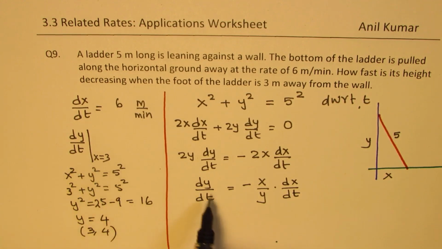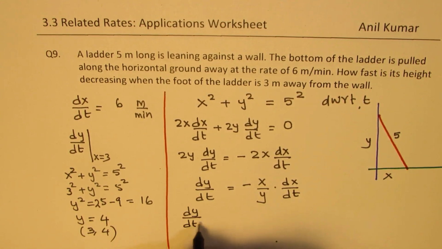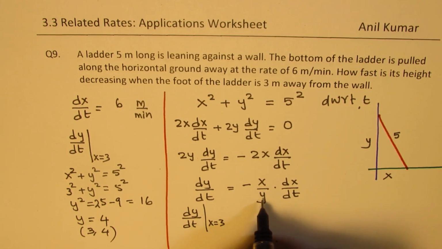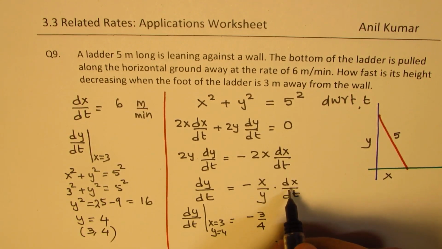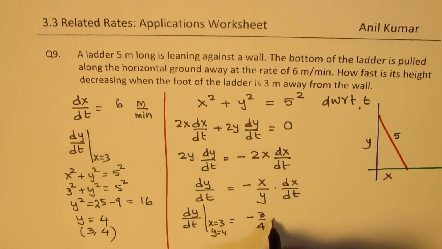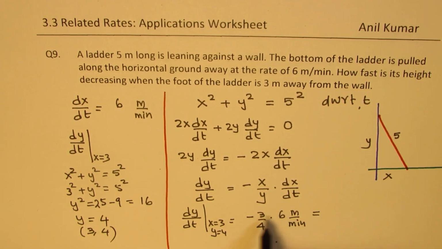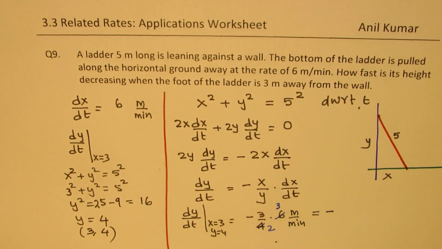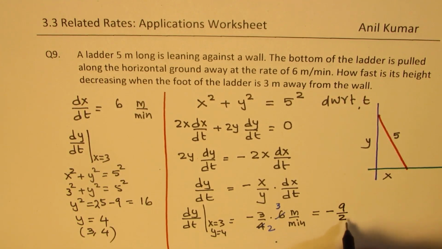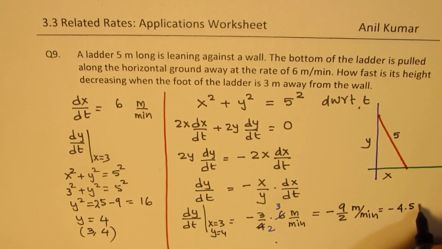So since we need to find dy/dt when x equals 3, and we also found that the y value is 4, right? Substituting them, we get minus 3 over 4 times dx/dt, which is given to us as 6 meters per minute, right? So that becomes the units. So we can now do the calculation. When you divide 18 by 4, it is negative, or you can write this as 2 and 3. So we get 3 times 3, 9 by 2. So minus 9 by 2 meters per minute, or you could write it in decimals, minus 4.5 meters per minute.